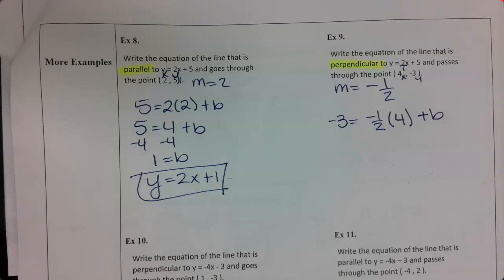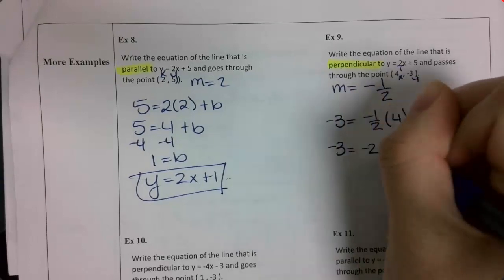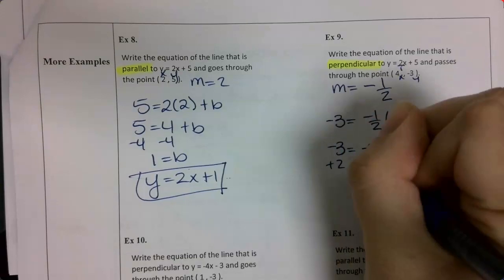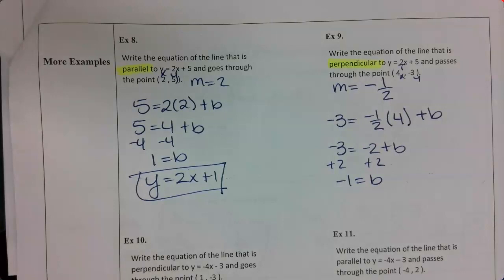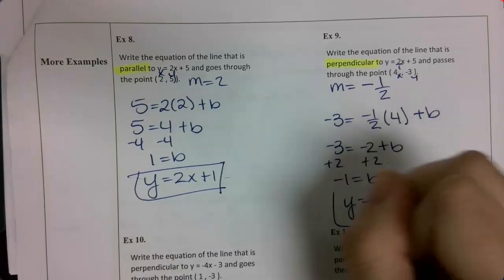What is -1/2 times 4? -2. Then I want to go ahead and add 2 to both sides. So I get -1 equals b. And then I plug back into my equation. I get y equals -1/2 x minus 1.